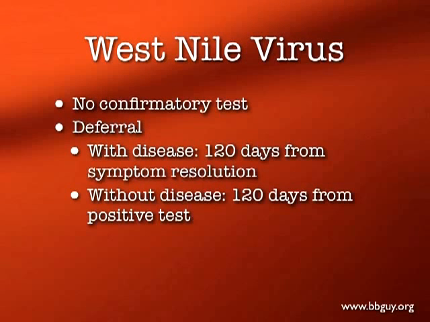West Nile virus. Oh, sorry, there is no confirmatory test for West Nile, just the NAT. That's all we have. And deferral with disease, if someone has West Nile, the deferral is actually 120 days from the time of diagnosis. That slide is incorrect, and I'm sorry, I forgot to change that. Without disease, it's 120 days from the time of the positive test. So whichever is later, either from the date of the positive test or from the date of the diagnosis, the individual is deferred 120 days.